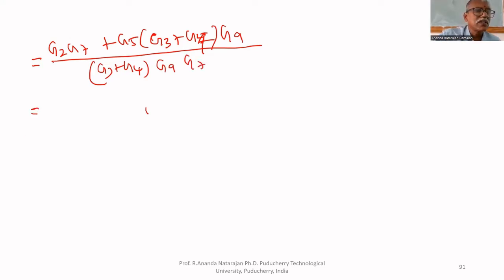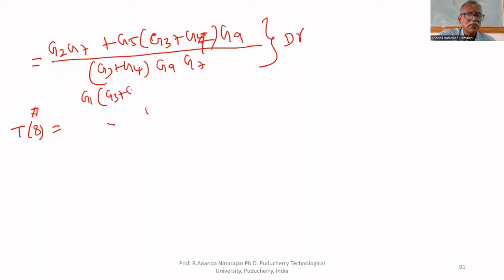This can be substituted in the T of S. If you substitute in T of S, what you will get? We got the numerator and denominator separately. If you substitute that in place of G1 G13, this is the denominator part. If you substitute that in the transfer function, you will get G1 (G3 plus G4) G7.